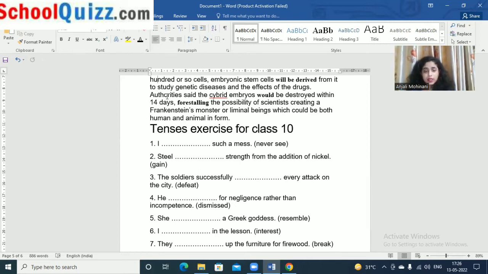Similarly, steel gain strength from the addition of nickel. Okay, we can do one thing here. Instead of guessing answers, it will be difficult for you because this exercise is actually hard. So we will read the sentence and the verb first, and after that we'll be solving with the help of answers.